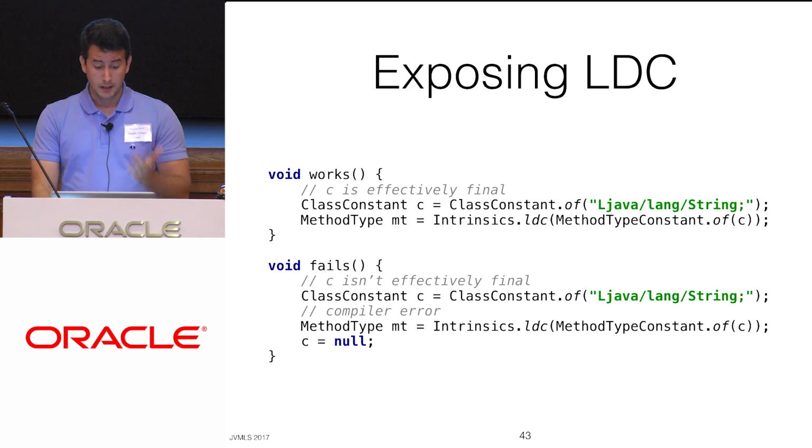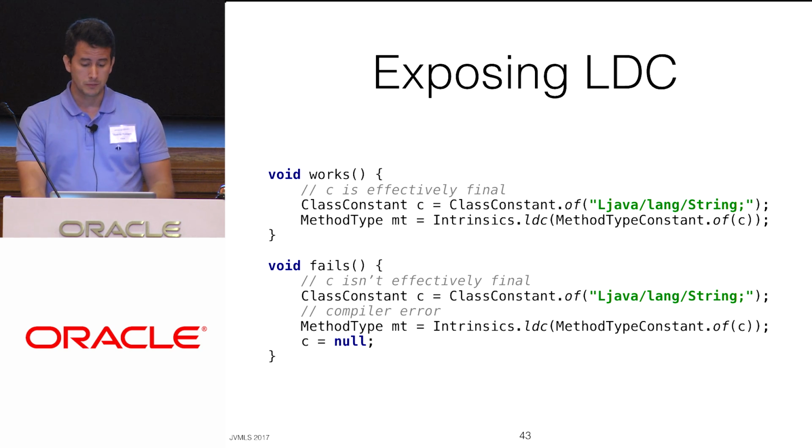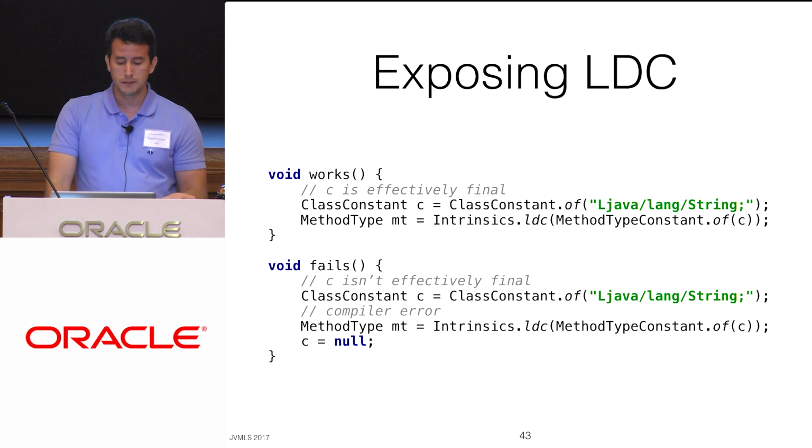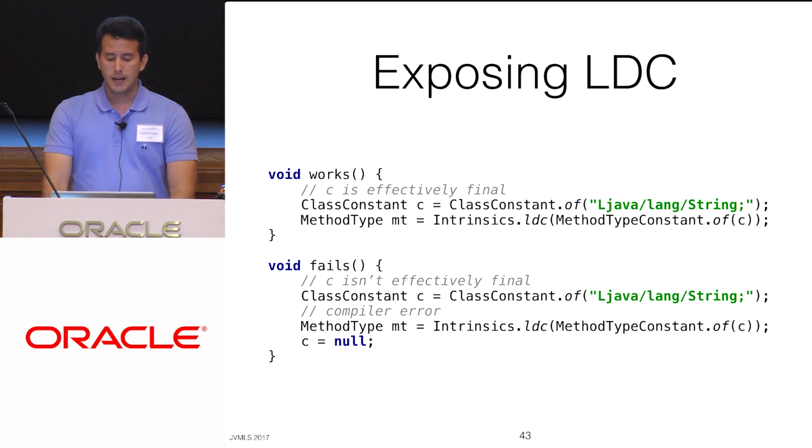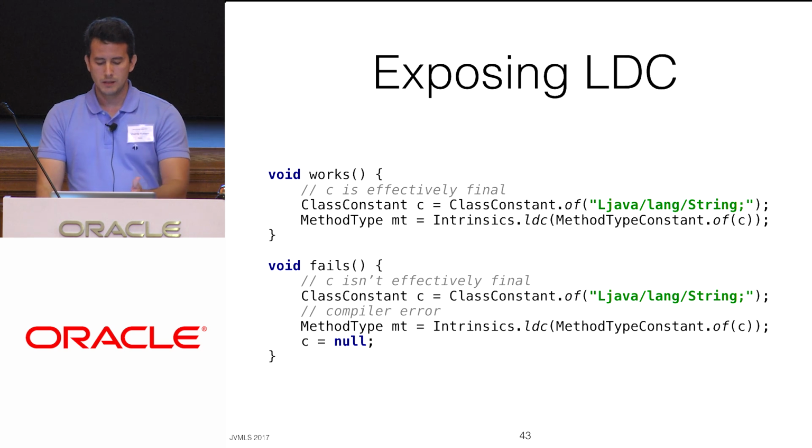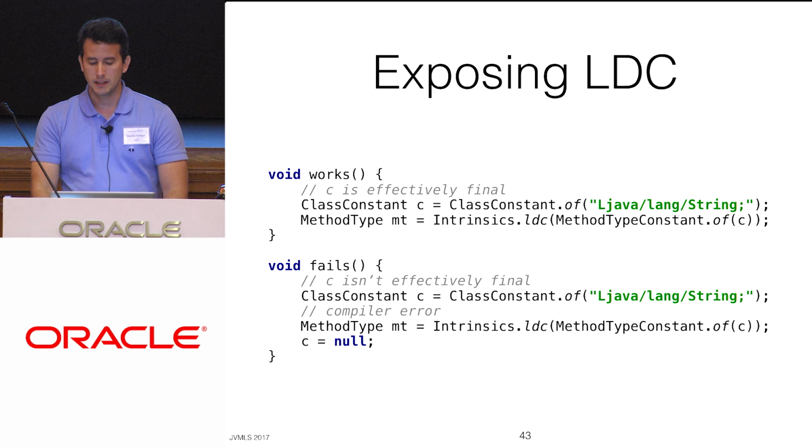So for example, we have here two very similar examples, but in the first one, the local variable C is effectively final. In the other case, we assign null to the variable, so it's not effectively final. And in that case, when the compiler sees the LDC, as it can prove that it's not effectively final, it will issue an error.